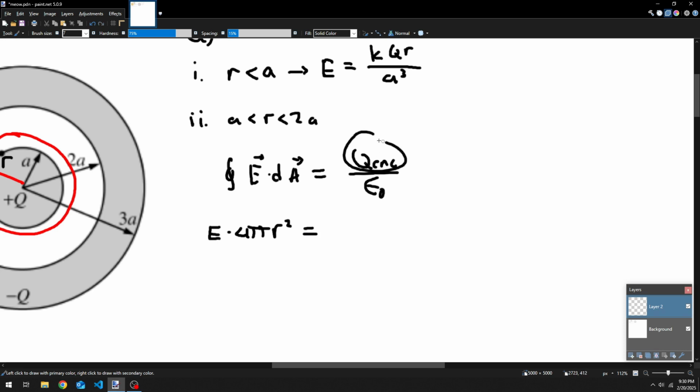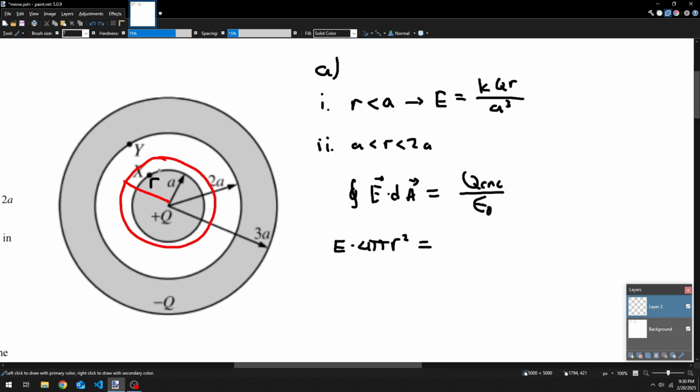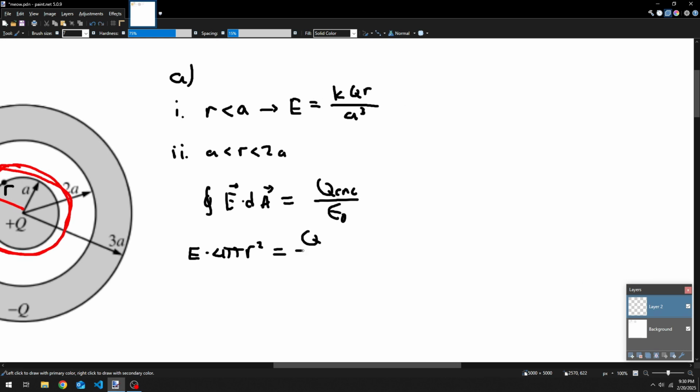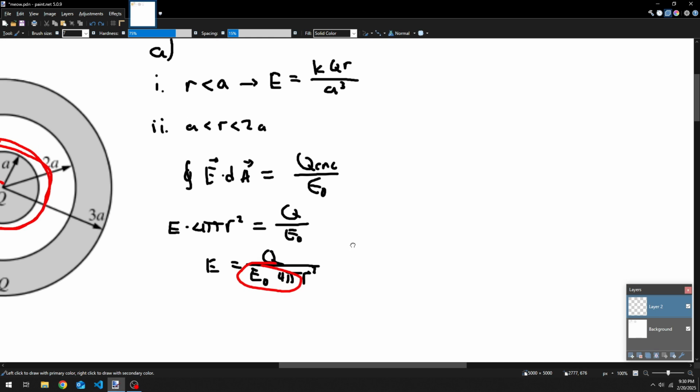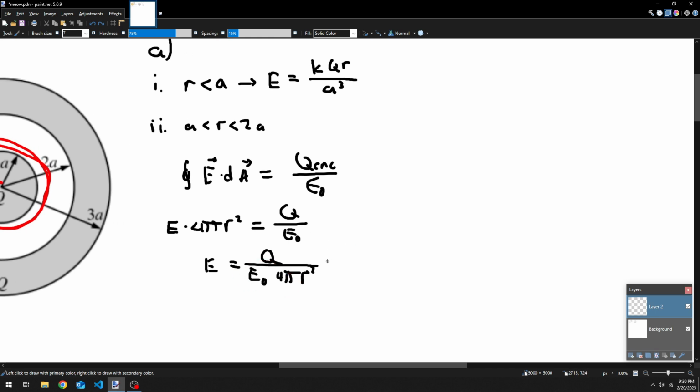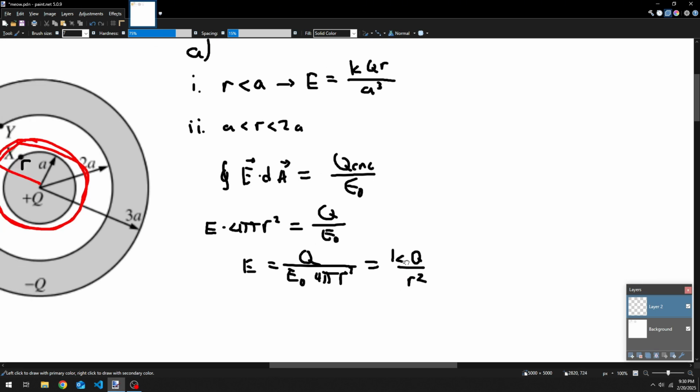And now this Q enclosed is not as complicated, because as we can see, the charge enclosed by this Gaussian surface is just plus Q. That's all that's inside there. This white space over here has no charge, so we can just replace that with Q over epsilon naught, and then we can say E equals Q over epsilon naught 4 pi r squared, and as we said before, k equals 1 over 4 pi epsilon naught, so we can rewrite this as kQ over r squared. Then that's basically our answer.